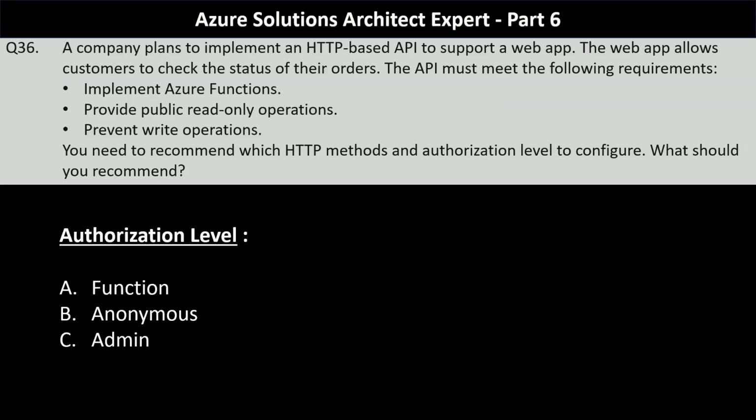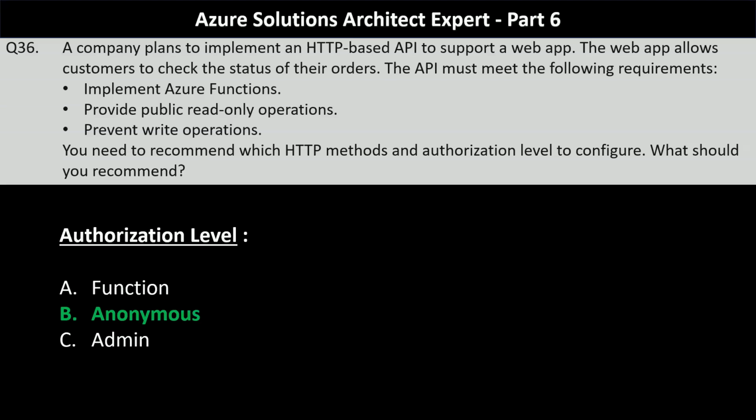For the authorization, you can set it to anonymous. Since the API needs to be publicly accessible for read-only operations, this will enable any user to access the API without providing a key, allowing them to check the status of their orders as required. Both the other options require passing some sort of key, which is not ideal or a practical solution for this use case.